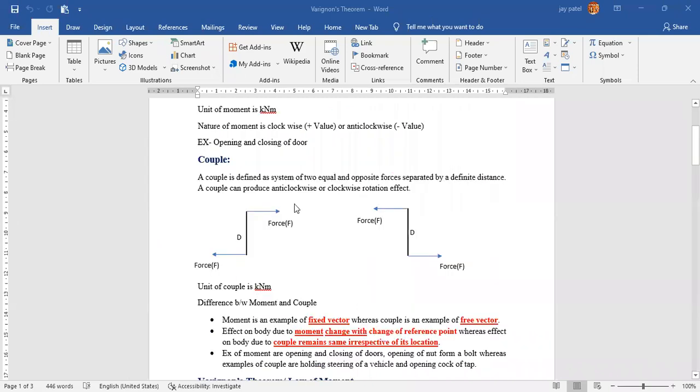Now, as we have discussed, a couple will create only moment, no translation. Can I say that due to a couple system there is no translation, no linear movement? Yes or no? Please tell me, is there any linear movement due to a couple? My question is, if a body is subject to a couple, is there any linear movement? The sketch is available in front of you. Tell me, is there any linear movement? Yes, good. You're right.